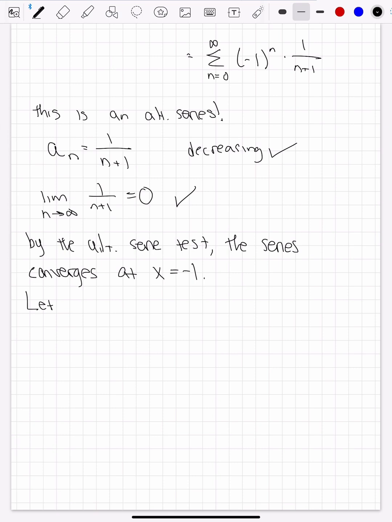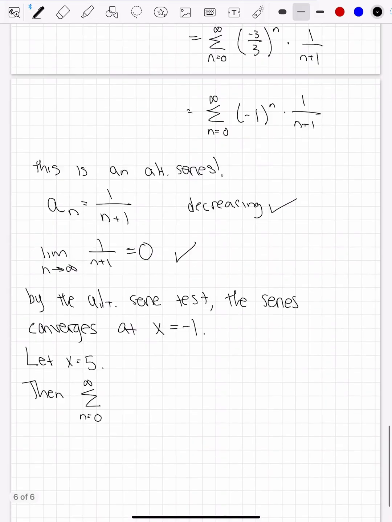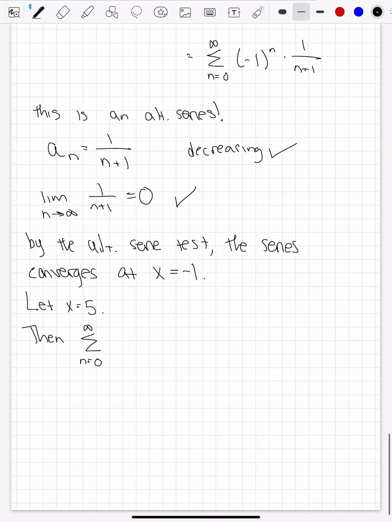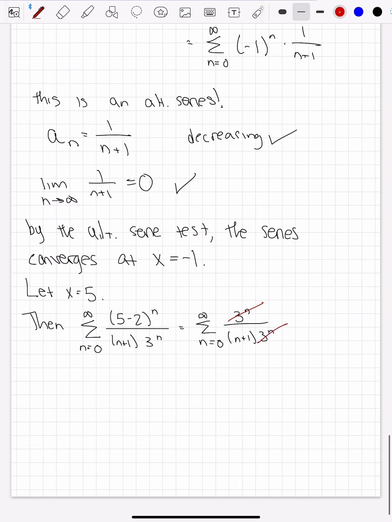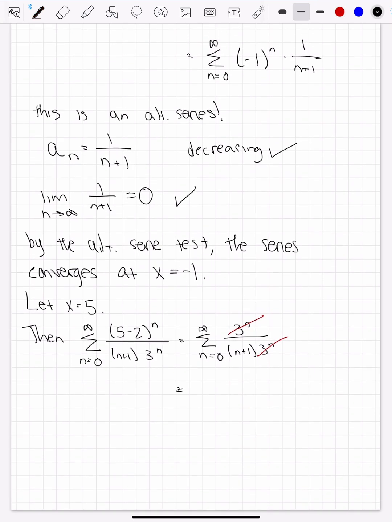So let x equals 5. Then the series becomes the sum from 0 to infinity of (5 minus 2)^n all over (n plus 1) times 3^n. 5 minus 2 is just 3, so we have 3^n over (n plus 1) times 3^n. If we multiply by 3^n and divide by 3^n, that cancels. So what's left is the n plus 1 in the denominator.